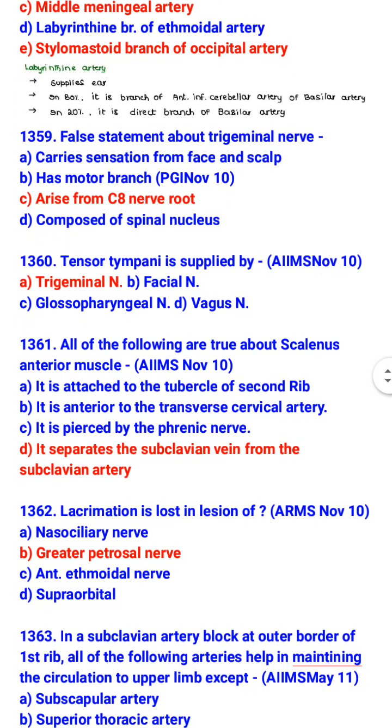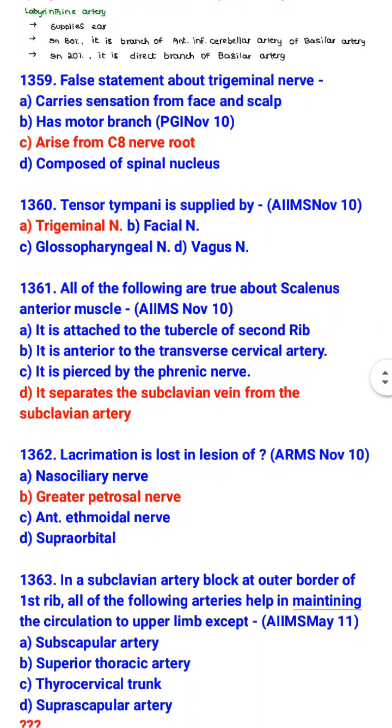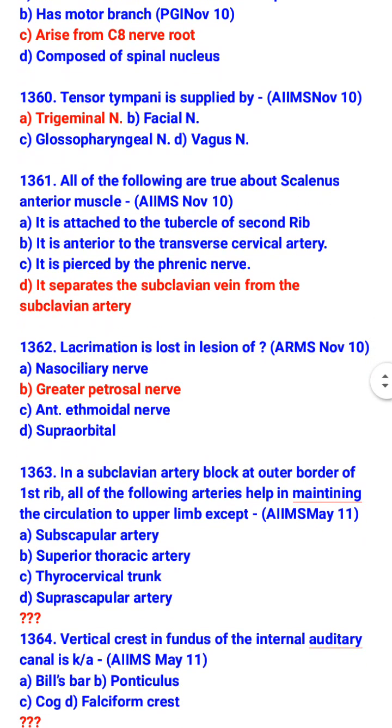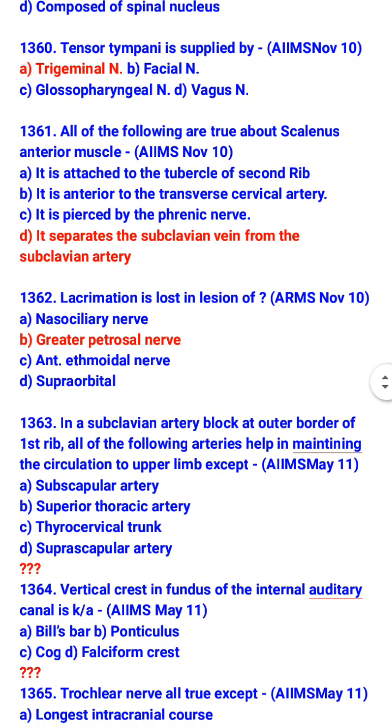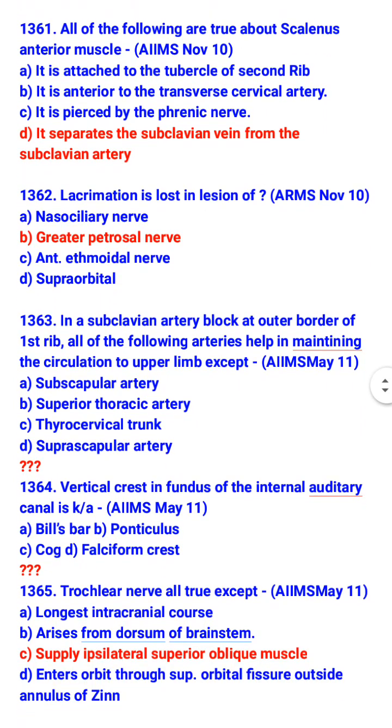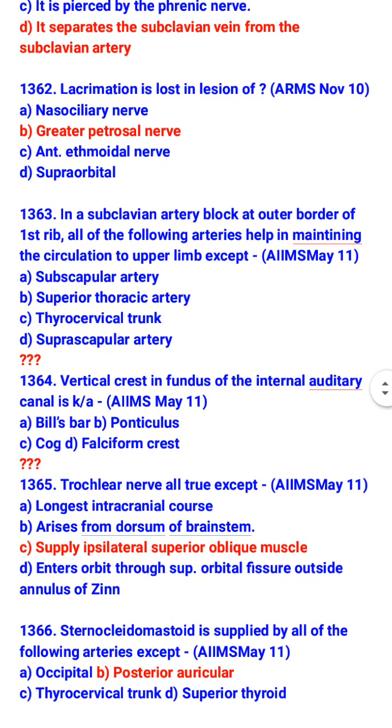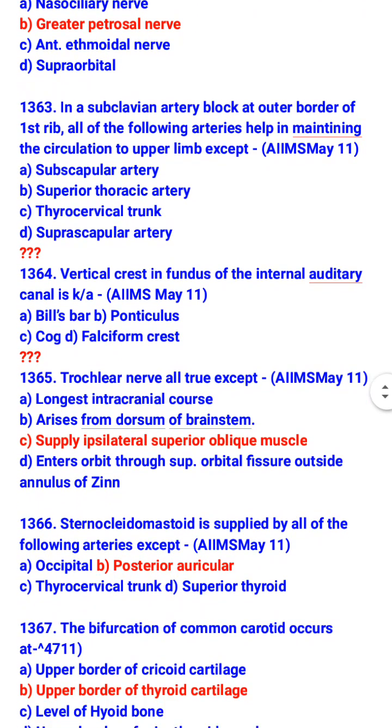All of the following are true about scalenus anterior muscle. It separates the subclavian vein from the subclavian artery. Lacrimation is lost in lesion of greater petrosal nerve. In a subclavian artery block at outer border of the first rib, all of the following arteries help in maintaining the circulation to the upper limb except vertical crest. Fundus of the internal auditory canal is known as trochlear nerve. All is true except that it supplies ipsilateral superior oblique muscle.